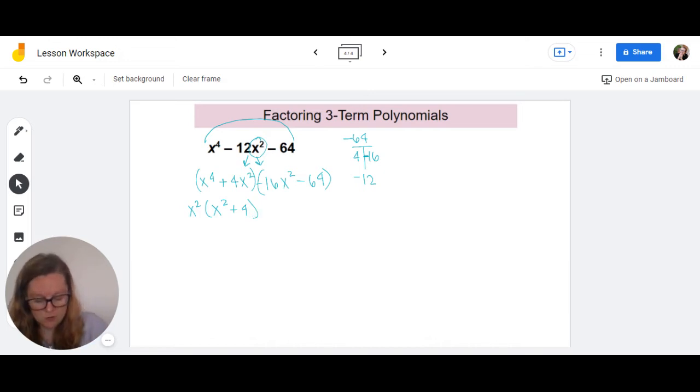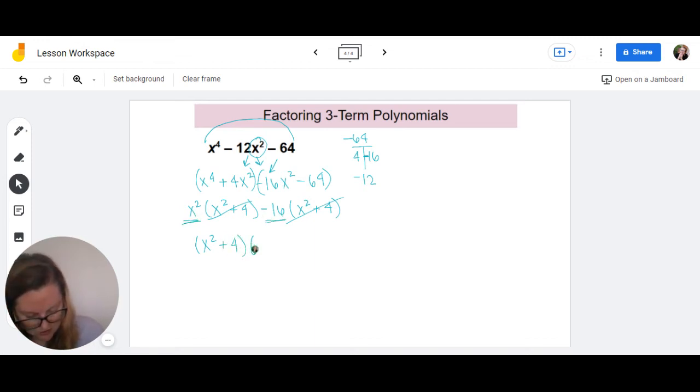The second one, remember guys, when this is a negative, take out that negative as well. I can take out a negative 16, and I'm left with x squared plus 4. When you're doing grouping, these guys should always be the same, so cancel those out and write it once because you're factoring it out. And then we have left over an x squared minus 16. I'm like, cool, I'm done.